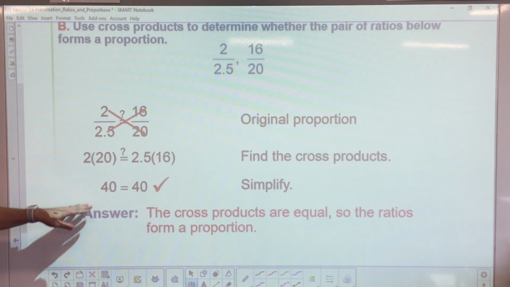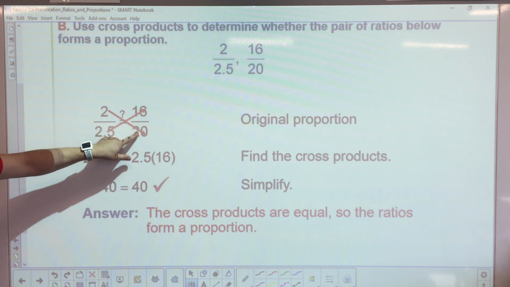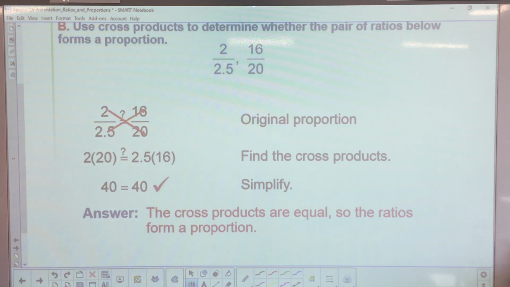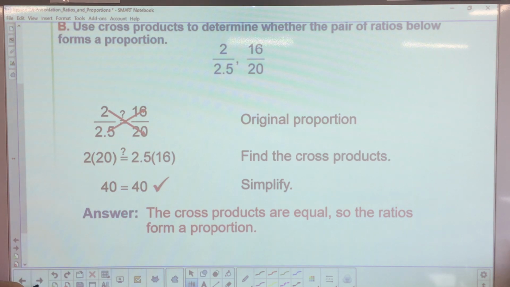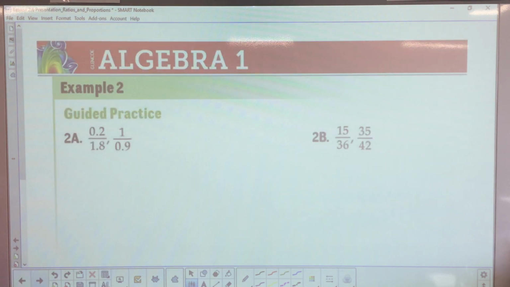Here's the cross multiplying part. Okay? 2 times 20, see how they bring it down? They bring that to there. 2 times 20 equals 2.5 times 16, 40, 40. Good to go. Your turn, ladies and gentlemen. You try, please.